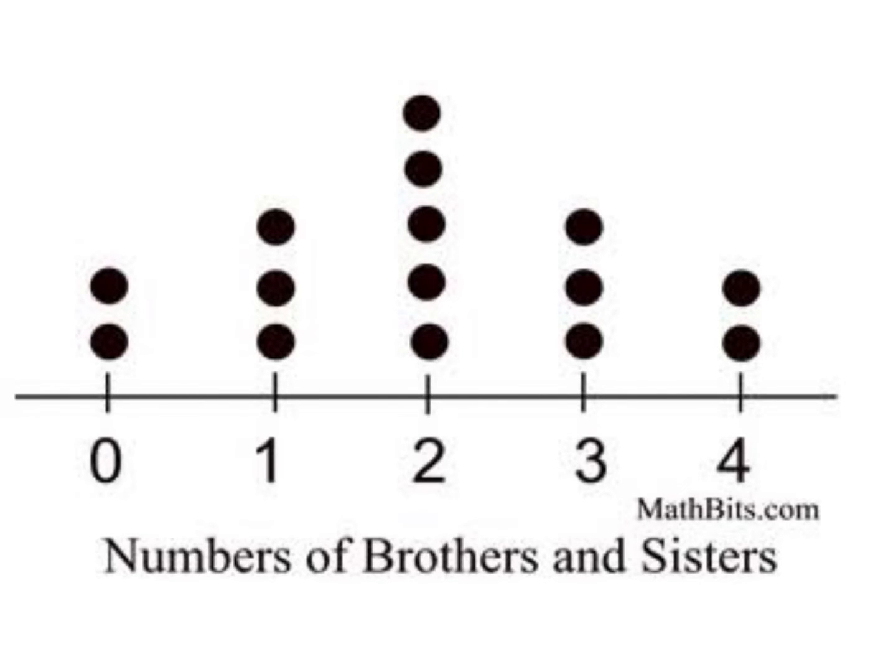Here's our dot plot for the same data. So the 0 had 2, so we've got 2 dots above it. The 1 had 3 dots above it, etc.